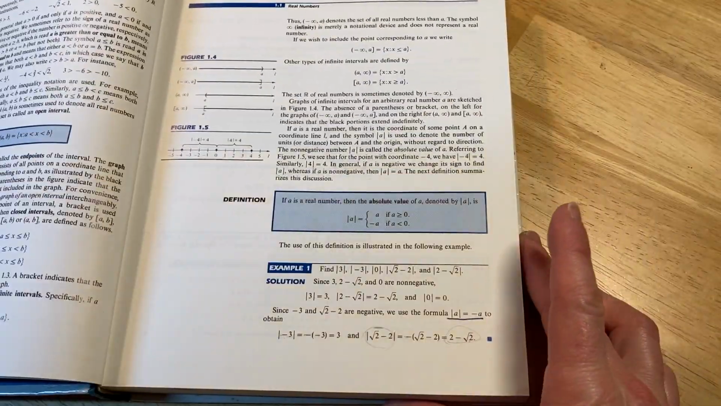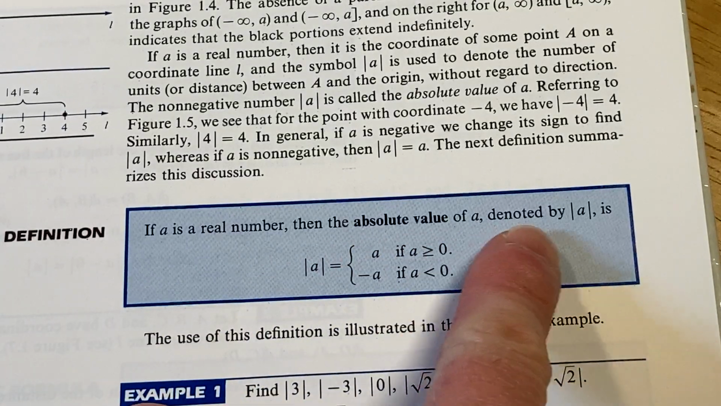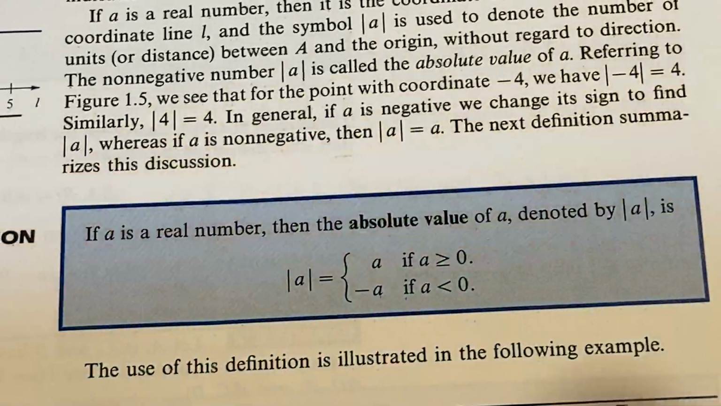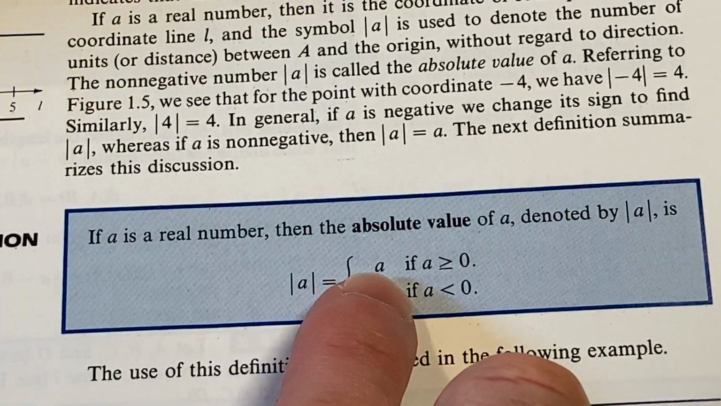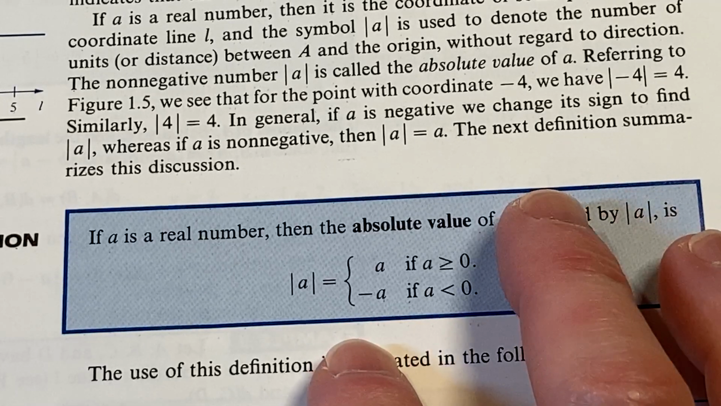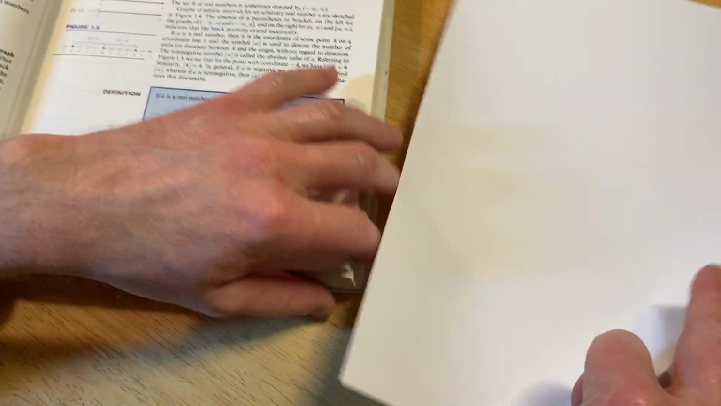The absolute value of a is a definition. This is very important. If a is a real number, then the absolute value of a, denoted by, and that's the symbol we use for the absolute value, is, and so it's a piecewise function. It's going to be a if a is greater than or equal to 0. It's going to be negative a if a is less than 0. So let me show you how to use this. I've got a piece of paper here. Let me just show you really quick. Why not? Since we're here and I have a moment.